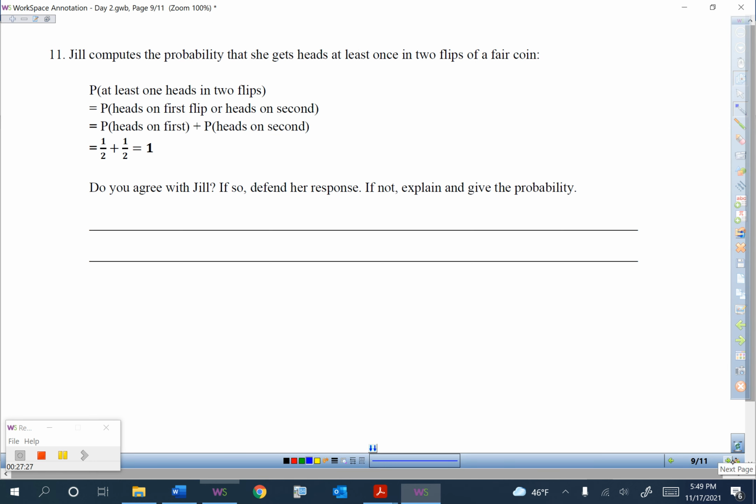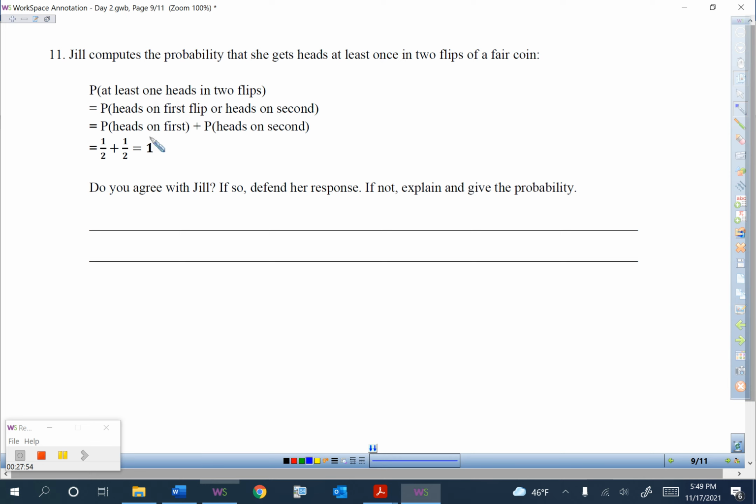Next problem is a little bit of thinking and dealing with some misconceptions about probability that I see. It says Jill computes the probability that she gets heads at least once in 2 flips of a fair coin. And so here's the setup. She looked at the probability of heads on the first or heads on the second, because that's what at least one means, one or both.